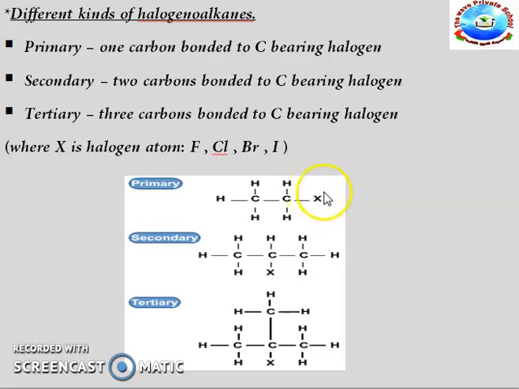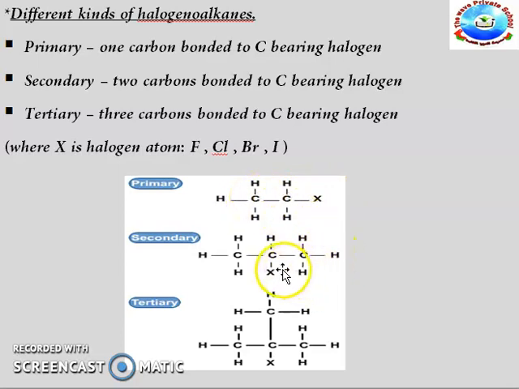Now see this X, it is attached to one carbon atom. This carbon is bearing one C, only a single C. To its up and down, there are hydrogens. So there is only one C which is attached to the carbon bearing X. So this structure is the primary kind. This kind of halogenoalkane is primary because X is attached to a C, and this C is bearing only a single C.